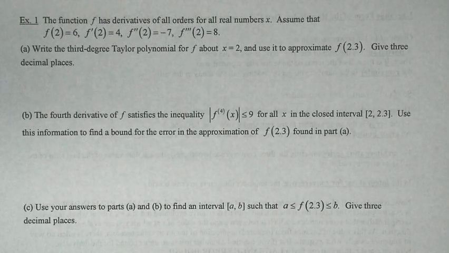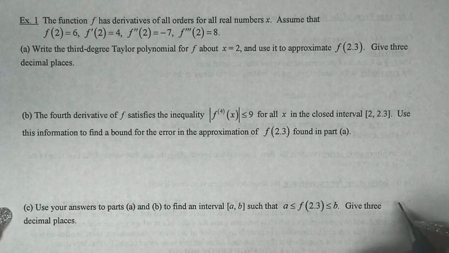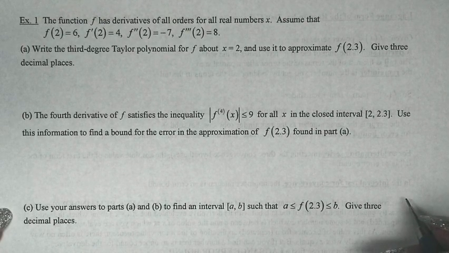Now, let's look at some examples. The function f has derivatives of all orders for all real numbers x. Assume that f of 2 is 6, f prime of 2 is 4, and f double prime of 2 is negative 7. Also, we have that f triple prime of 2 is equal to 8. So, write the third degree Taylor polynomial for f about x equals 2 and use it to approximate f of 2.3. Give 3 decimal places. Okay, so what are you going to do first?